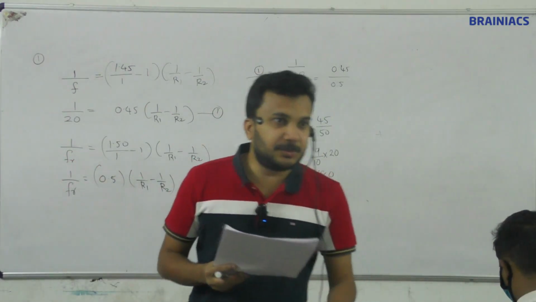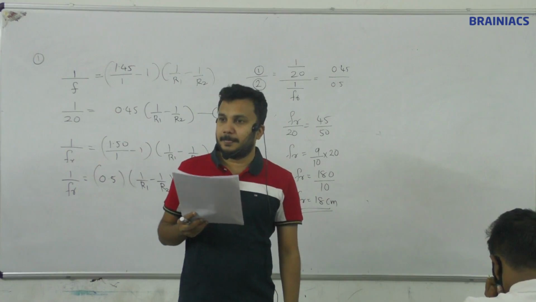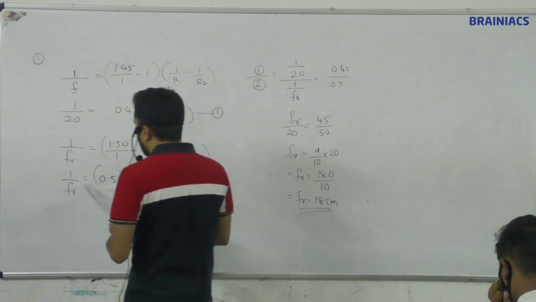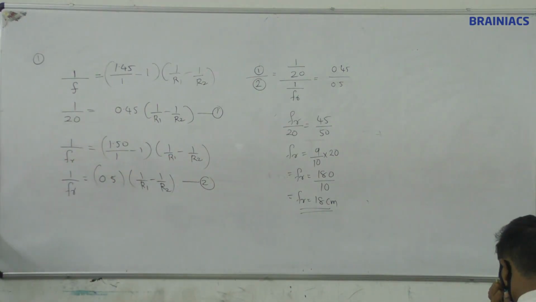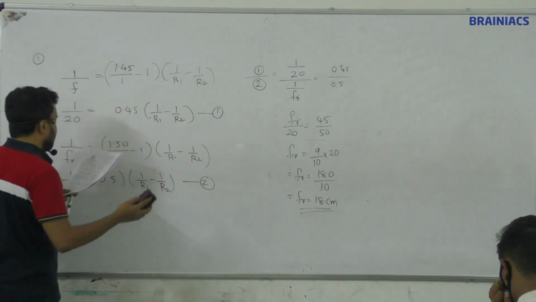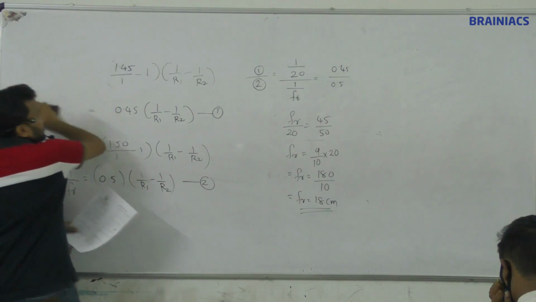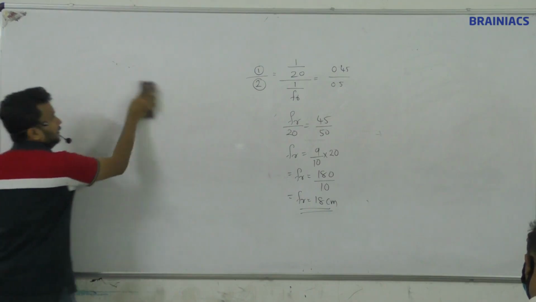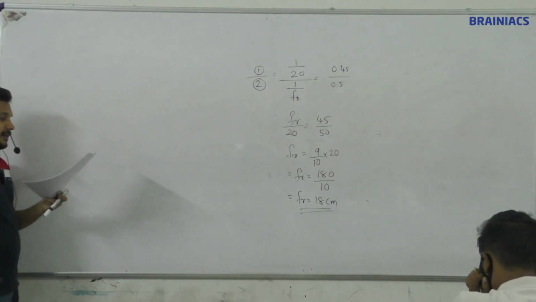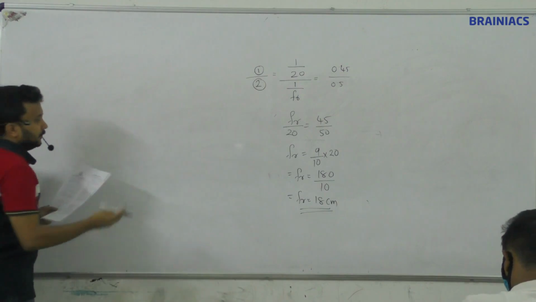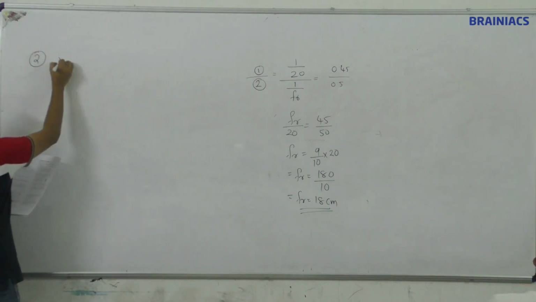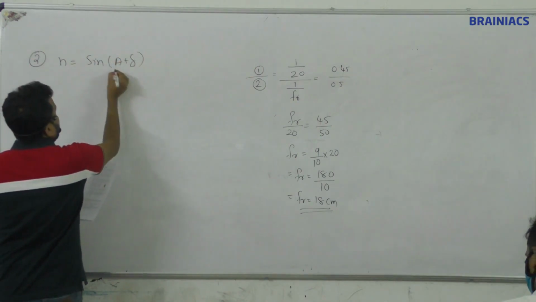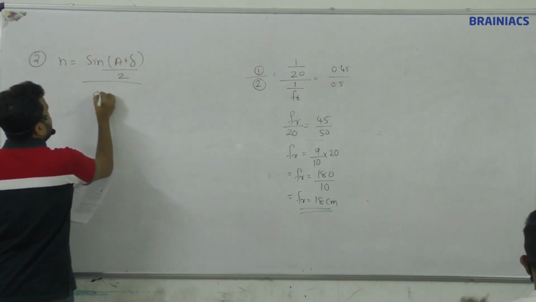So let's go to question number 2. If the refractive index of the material of the prism is cot A by 2 and the angle of the prism is A, then the angle of minimum deviation. This is a previous year NEET question, I guess. Yes, this is a previous year NEET question. Refractive index of the material of the prism. What is the refractive index of a prism? N equal to sine of (A plus delta m) by 2 divided by sine of A by 2.